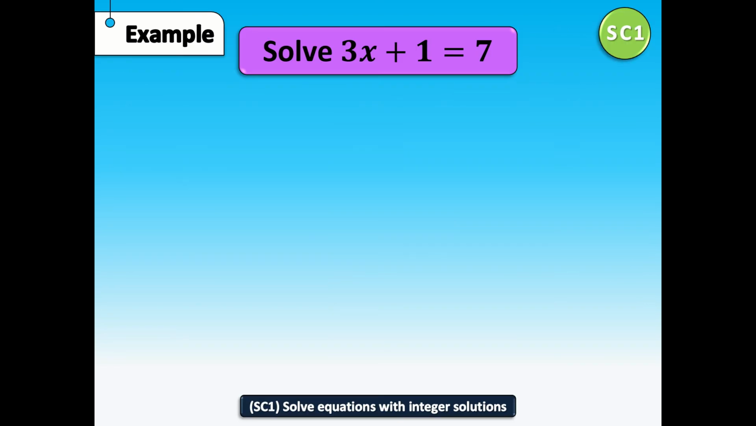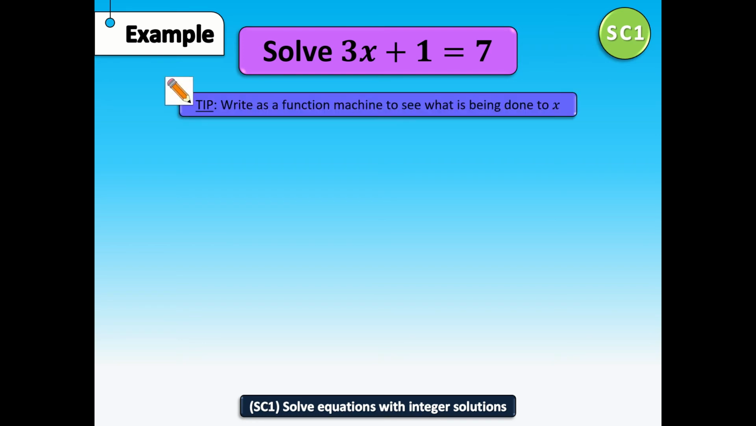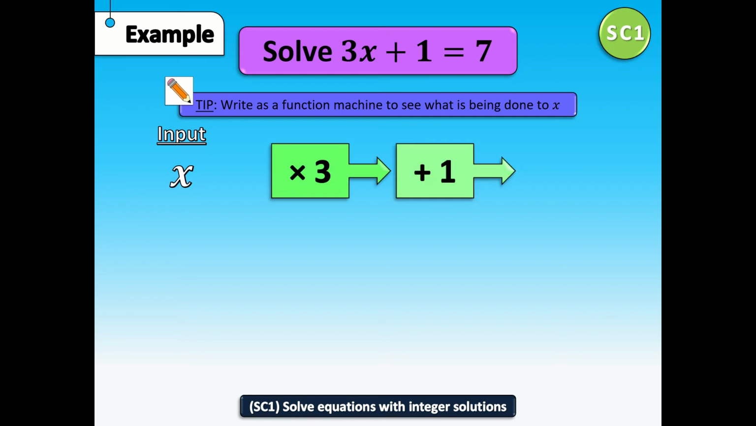So if we want to solve this equation, that means we want to find out what x is, what number x represents. So we can write this as a function machine, saying what is being done to x. So we've got x, and 3x means we're timesing it by 3. And then we're adding 1, and we get the answer 7.